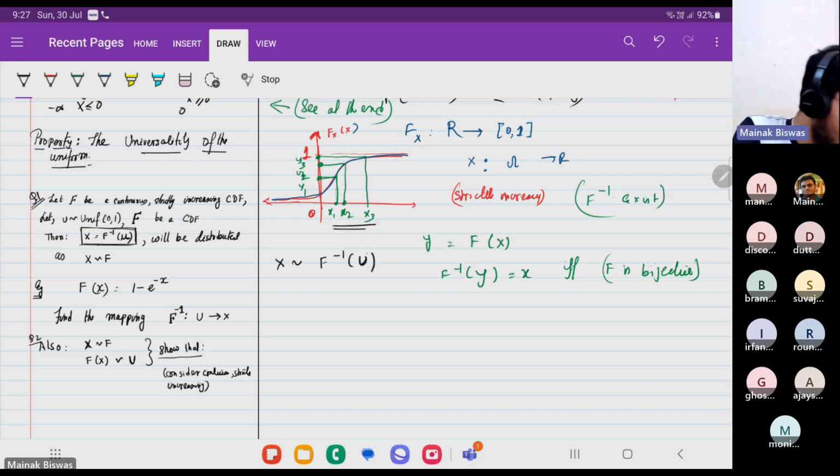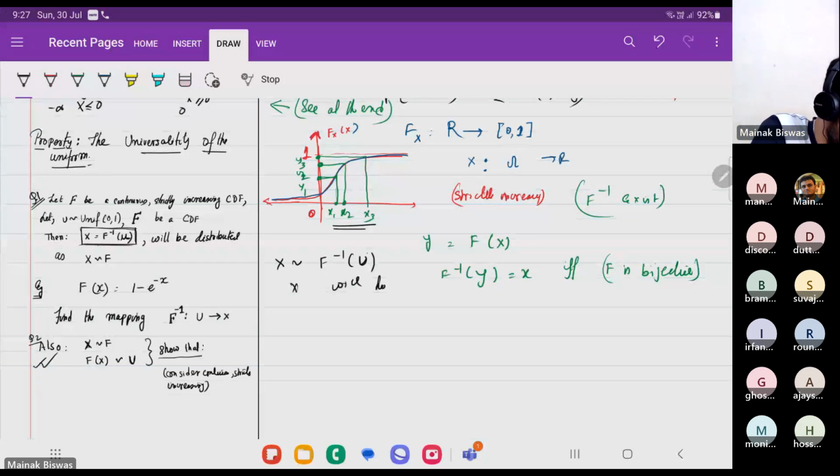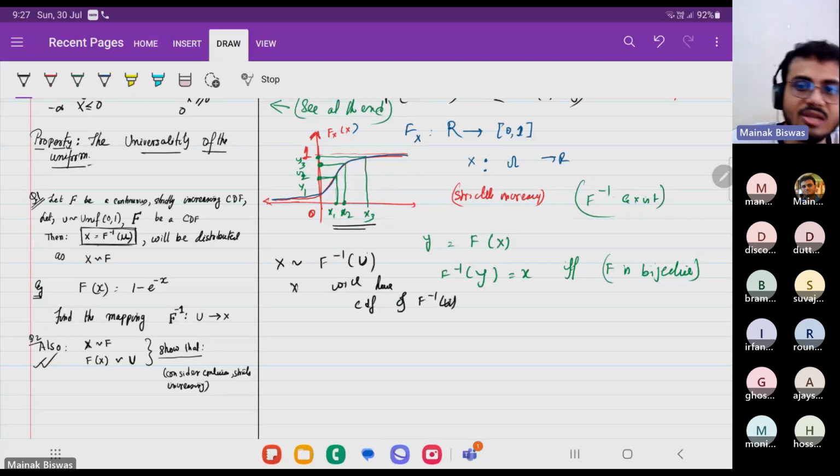So we will do this. This is the formal proof. We will do that. But don't you believe that it will be distributed as f inverse of u? Like it will have the CDF of f inverse of u, because u is between 0 and 1. It can take any values where u is a uniform distribution. Yes or no?